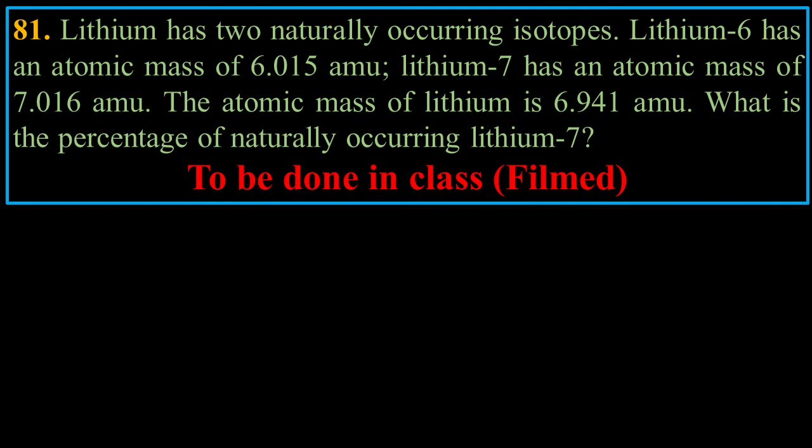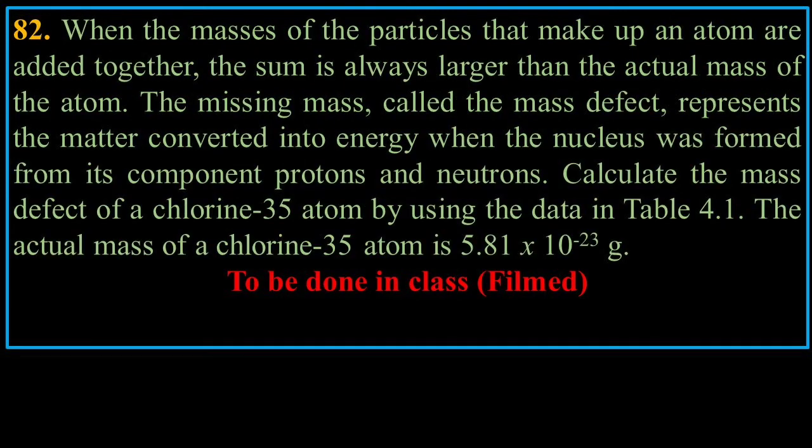Lithium has two naturally occurring isotopes. Lithium-6 has an atomic mass of 6.015 AMUs. Lithium-7 has an atomic mass of 7.016 AMUs. The atomic mass of lithium is 6.941 atomic mass units. What is the percentage of naturally occurring lithium-7? To be done in class.